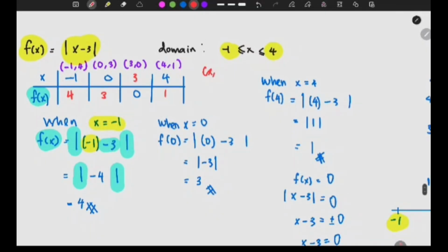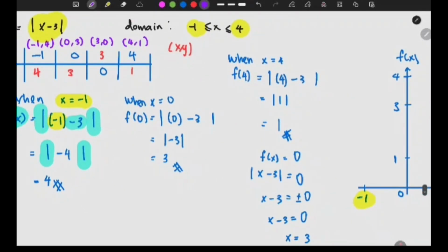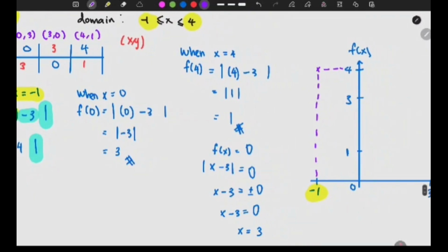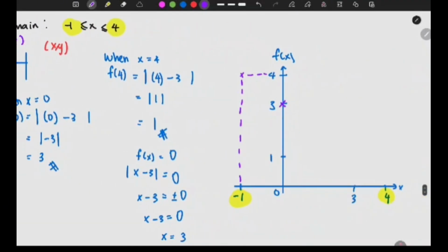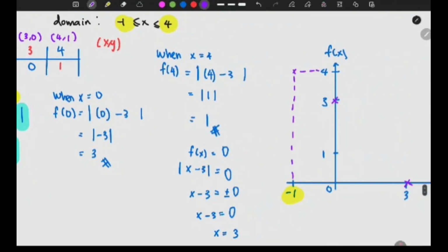So now let's plot. Plotting shouldn't be a problem. In sketching a graph, you don't have to be too accurate. So -1 and 4, it's somewhere around here, isn't it? If you're not too sure, you can draw a dotted line, and then 0, 3. When your x is 0, your f(x) is 3, it's here, and then 3, 0, it's here, and then when your x is 4, your f(x) is 1, so it's somewhere here. Roughly draw lah.